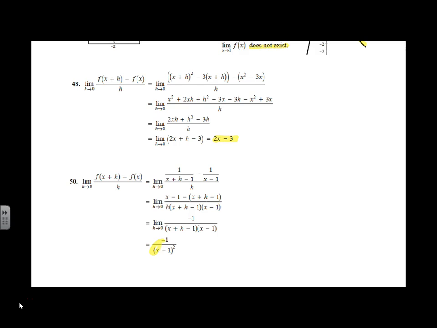And then for number 50, the final answer was negative 1 over (x minus 1) squared.